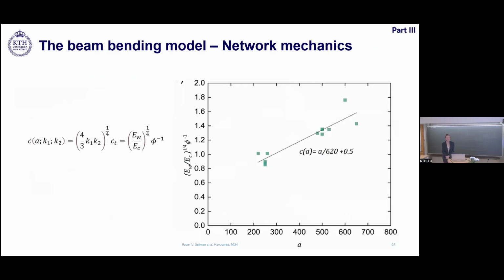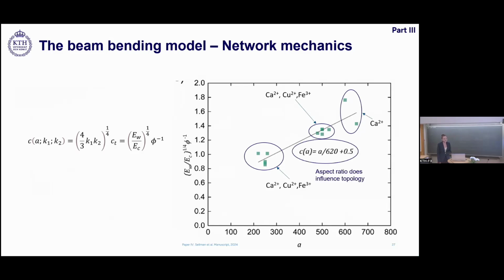And to better understand the network mechanics of these materials, we started to use the beam bending model. So if we adapted our data to the beam bending model, we could see that this is quite a good fit, and we can use this model to describe the network structure at higher concentrations of fibrils. What we can also see in the beam bending model is that it doesn't really matter which multivalent ion we use to create a hydrogel, because we see they end up more or less in the same place in the graph, which is an indication that they do not really influence the bond strength in the contact points. And we could also see that the aspect ratio will influence the topology of the network structure.